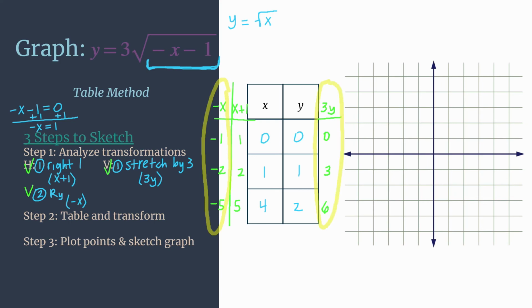Okay, so now we can do step 3, plot the points and sketch the graph. And remember, we're expecting a reflected shooting star graph. So the original graph looked something like that, sketched up by the parent function equation. So let's plot our points. We have -1, 0, -2, 3, and -5, 6. We'll kind of extend our graph here. So we know that it should follow just like that. All right, so that was sketching a transformation of the square root of x graph using a table method.